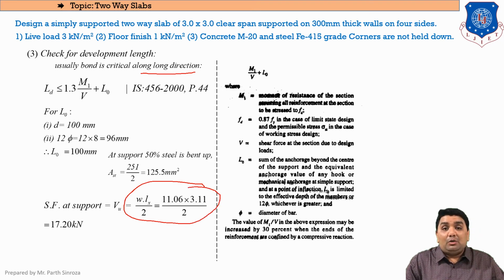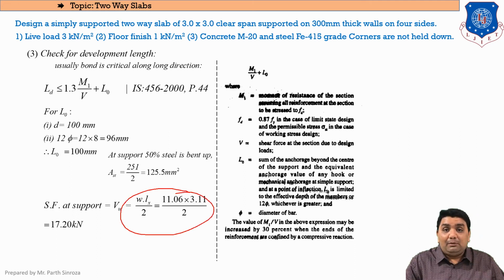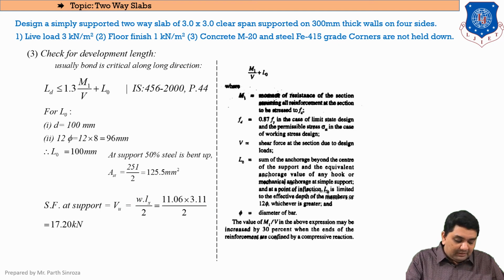Now some students always make a mistake here: if we are considering the longer direction, then in a hurry they place the value Ly here. But keep in mind, this is the axis that we are considering. If we are talking about the y-axis, the distances will always be perpendicular, that is Lx in this case. Clear? So the equation we substitute is W into Lx divided by 2, and the answer comes out to be 17.2 kilonewton.